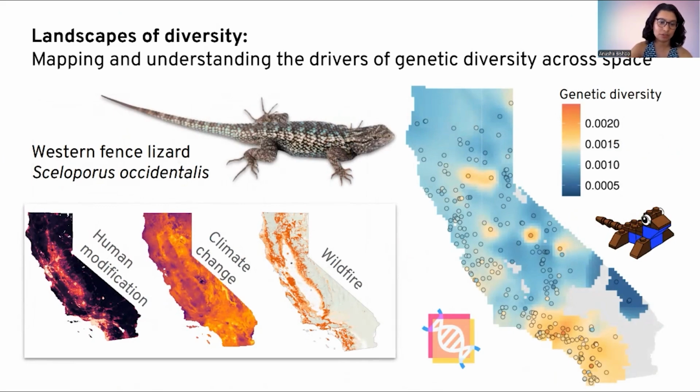To study this, I'm using western fence lizards across California to evaluate how historical and contemporary environmental variables such as climate change and wildfire shape genetic diversity.